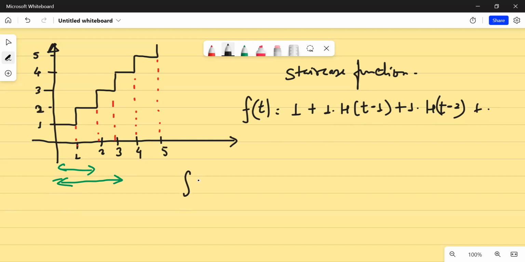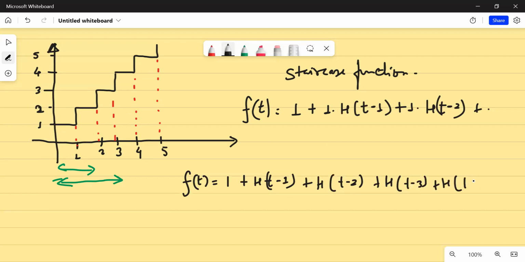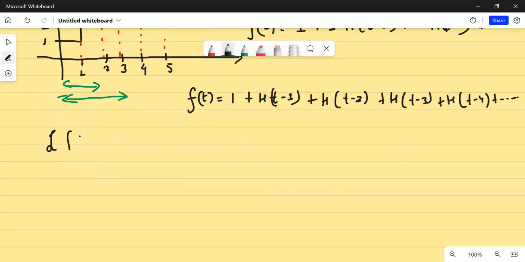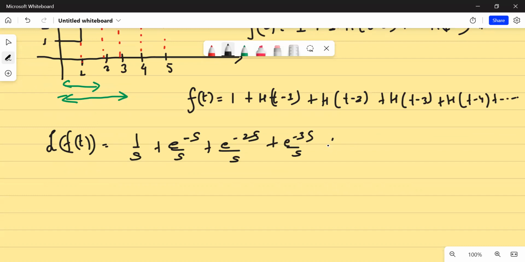So what I can do, I can write my function f(t) as simply 1 plus Heaviside function t minus 1, Heaviside function t minus 2, plus Heaviside unit step function t minus 3, and plus h of t minus 4, and so on and so forth. Is that clear? I think this is quite clear to you. And if I want to find the Laplace transform of this particular function, I'll write here the Laplace transform of my f(t) would be simply equal to 1 upon s, then e to the power minus s upon s, then plus e to the power minus 2s upon s, then e to the power minus 3s upon s. And I think this is something that you can do on your own also.